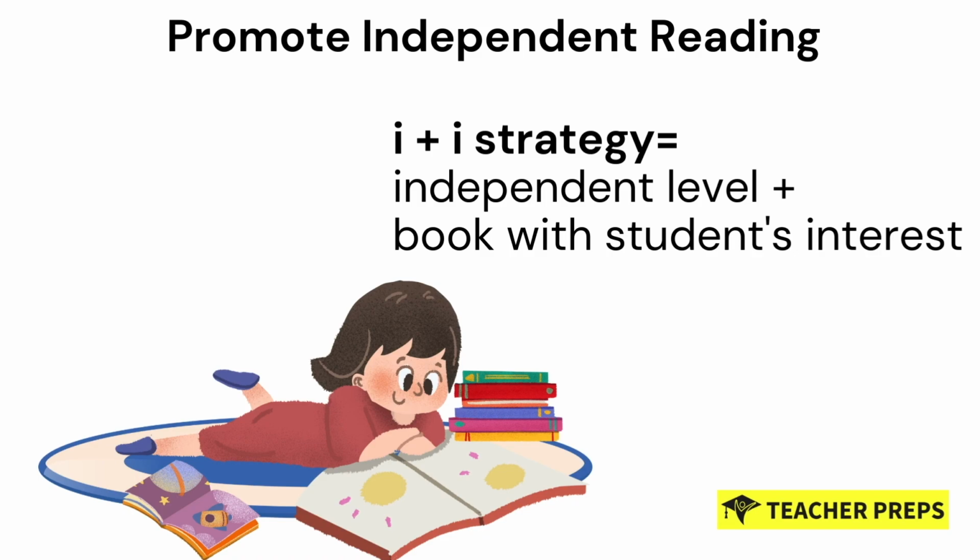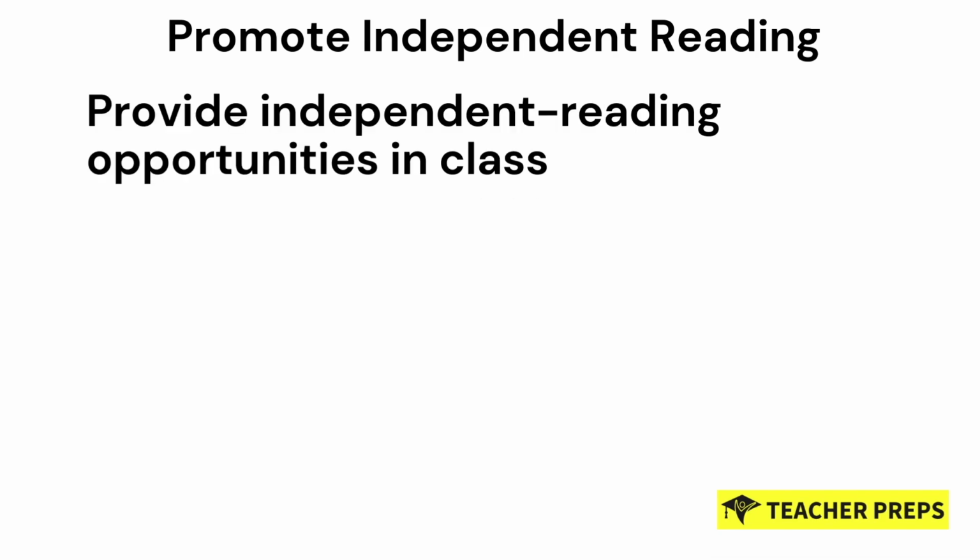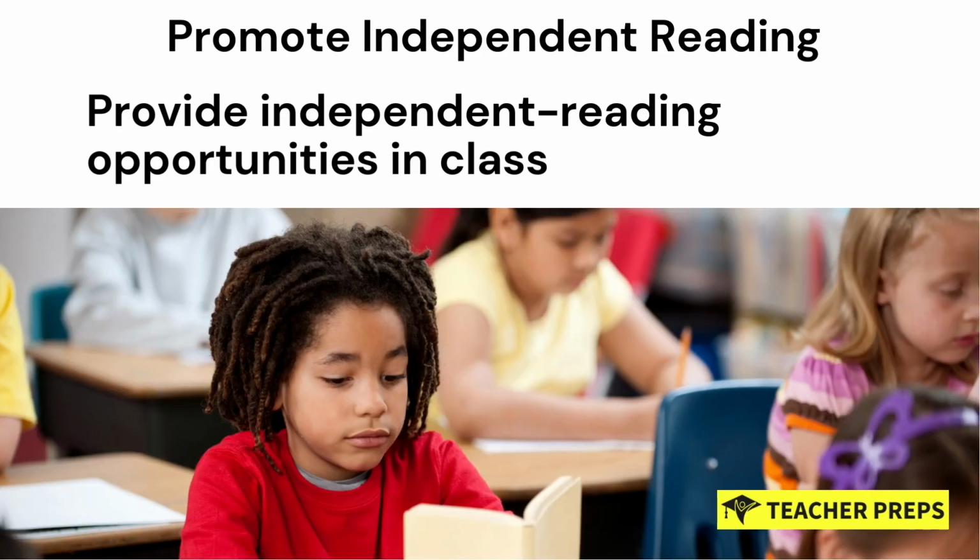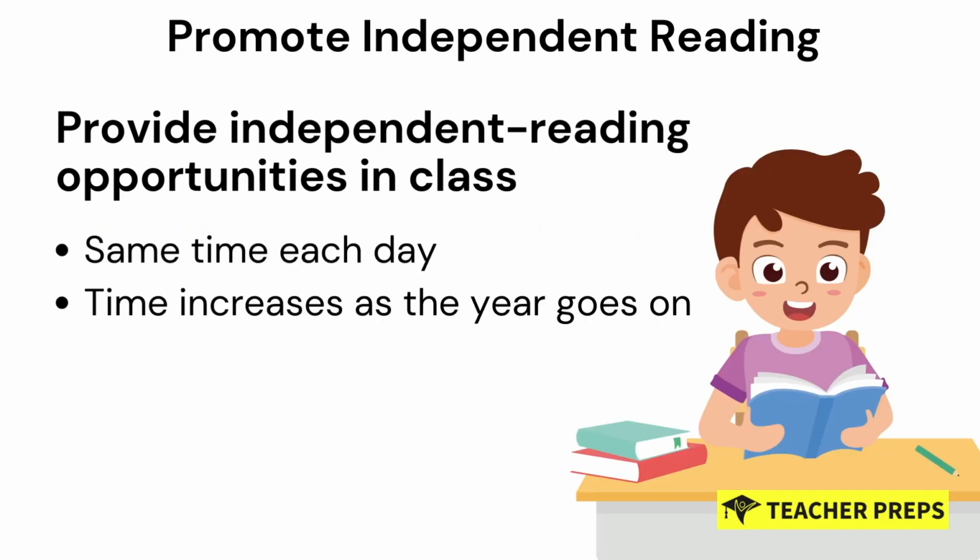The I+I strategy stands for independent reading level of the student and the student's interest to find a winning combination for a just right reading independent book. This is a great way to help students motivate to read more and more. The next strategy for promoting independent reading for students is to have structured independent reading opportunities inside the classroom. During this time, everyone in the classroom is reading silently and independently. The silent reading time should be done at the same time each day. The teacher should increase the length of time as the year goes on.